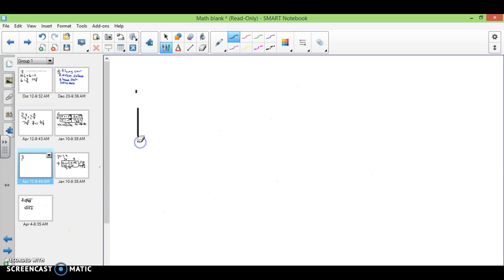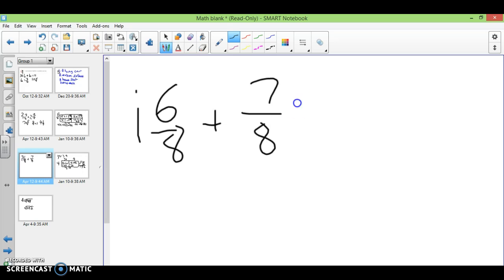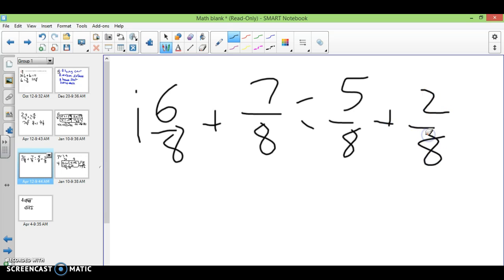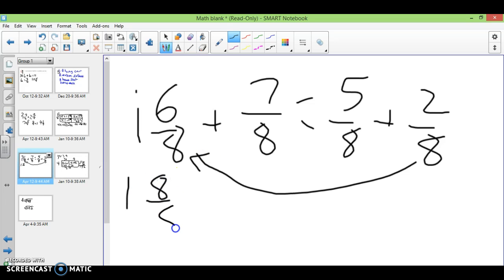Here's another one. Let's say that our word problem told us to add 1 6/8 plus 7/8. Well, we could decompose this 7/8 as 5/8 plus 2/8. So now I can bring this 2/8 over here to make 8/8, which I know is 1. So instead of 1 8/8, this becomes 2. Then I'm left with 5/8. So really, adding 1 6/8 plus 7/8 gives me 2 and 5/8.